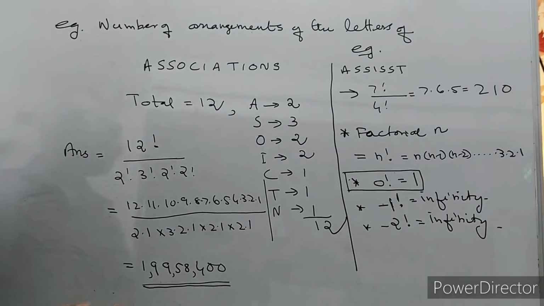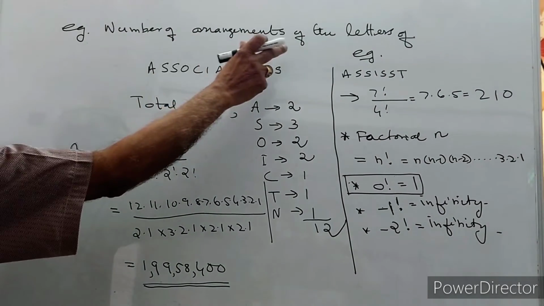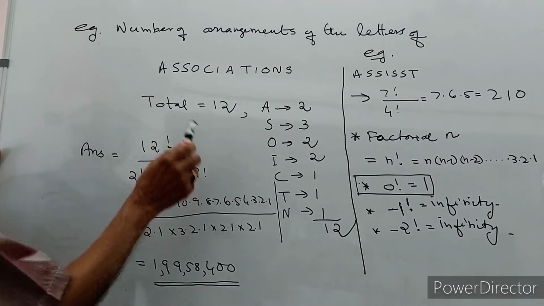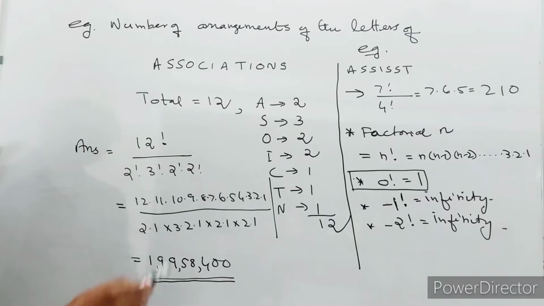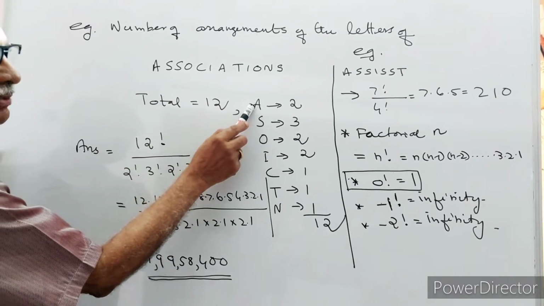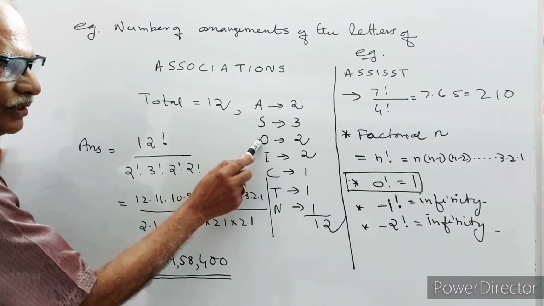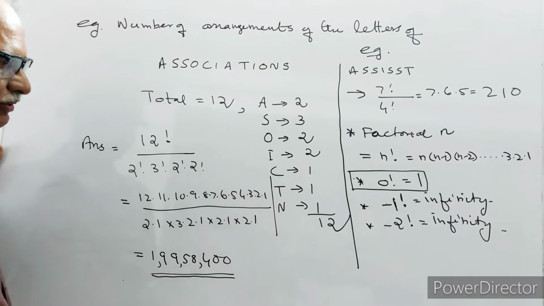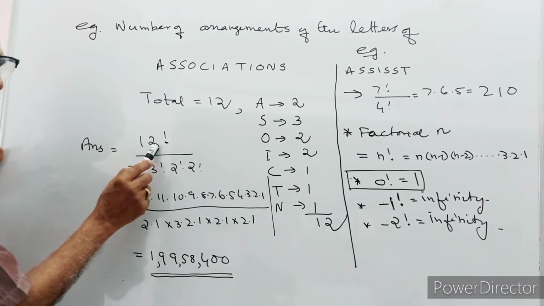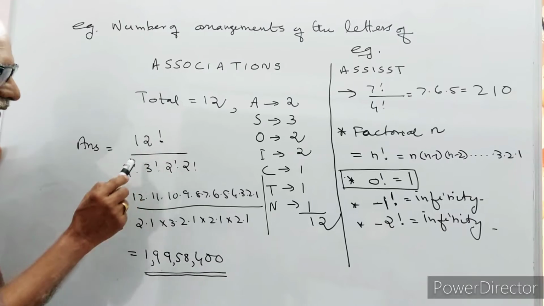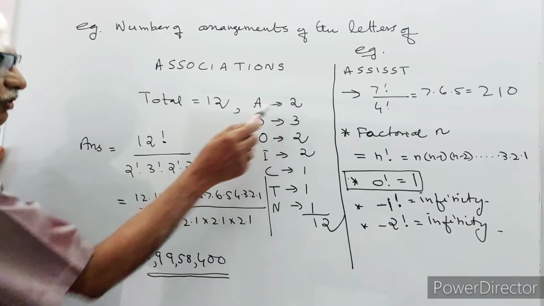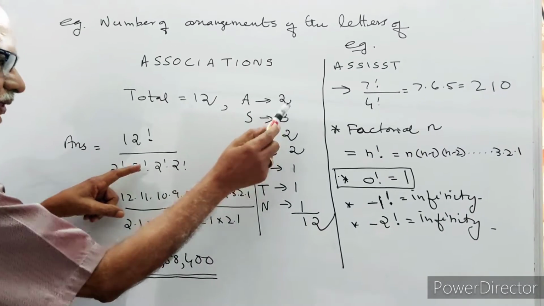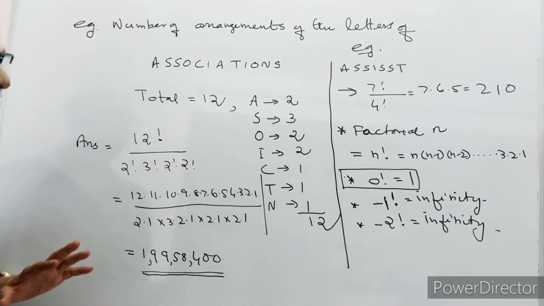Now we consider an example. Number of arrangements of the letters of ASSOCIATIONS. Now we observe that there are 12 letters altogether, but there is repetition. A is repeated 2 times, S 3 times, O 2 times, I 2 times, and C, T, N 1 each. So the answer is, total is 12, so you put it as 12 factorial divided by, for any repetition, it will be a factorial in the denominator. So 2 factorial, then 3 factorial, 2 factorial, 2 factorial.